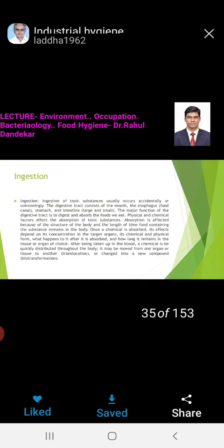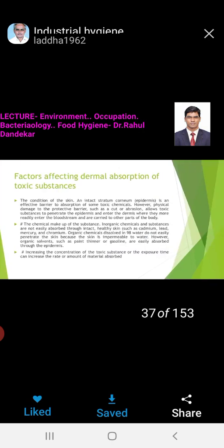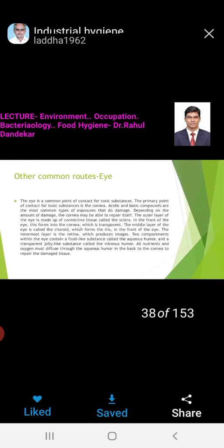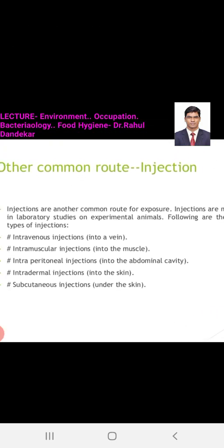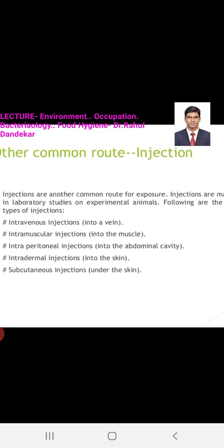Ingestion is another problem. Skin absorption of some toxic components is also a problem. Factors affecting dermal absorption of toxic substances: dermal problems that cause absorption of chemicals and irritants. Other common routes are the eye. Through the eye also, some toxic metals or other agents can enter and cause problems. And through ingestion also, many drugs cause injections and injuries.